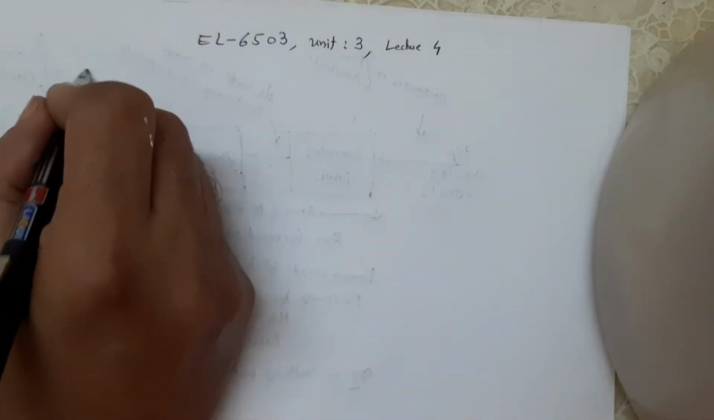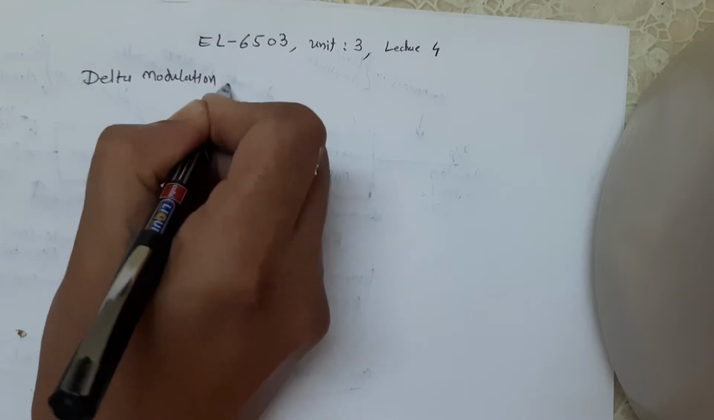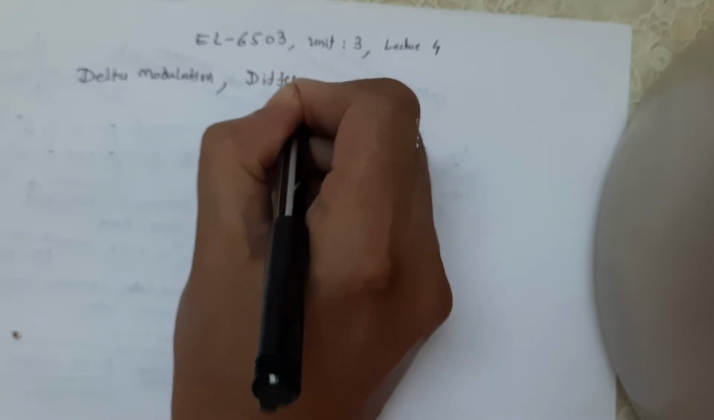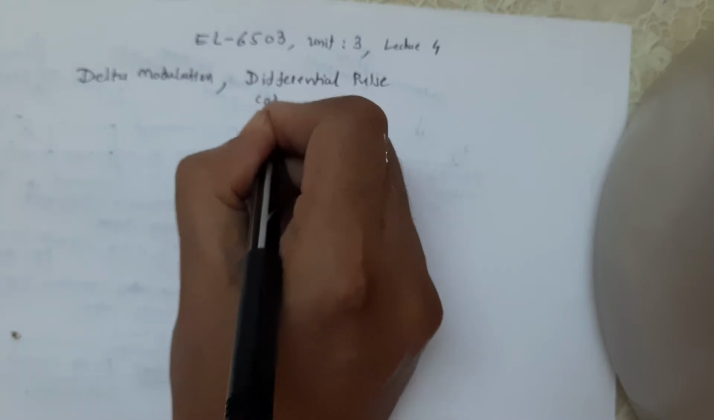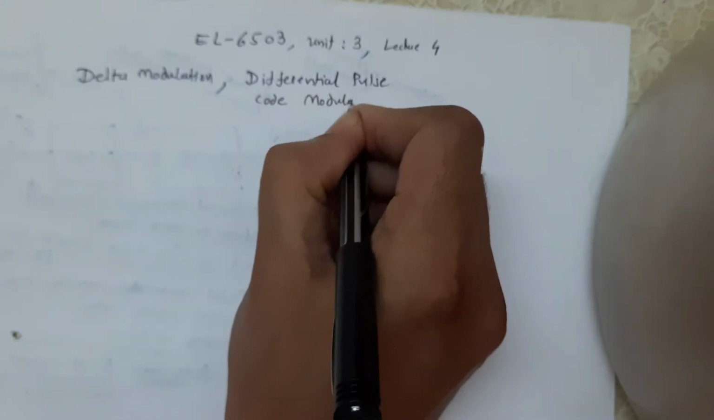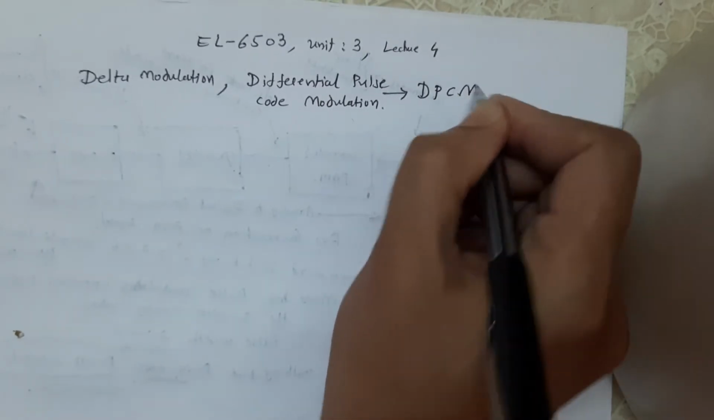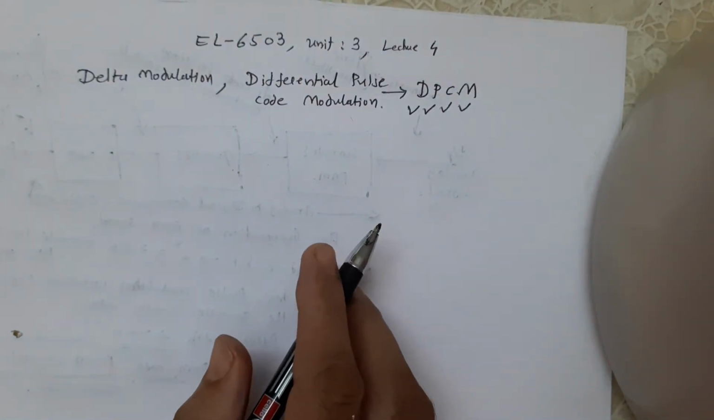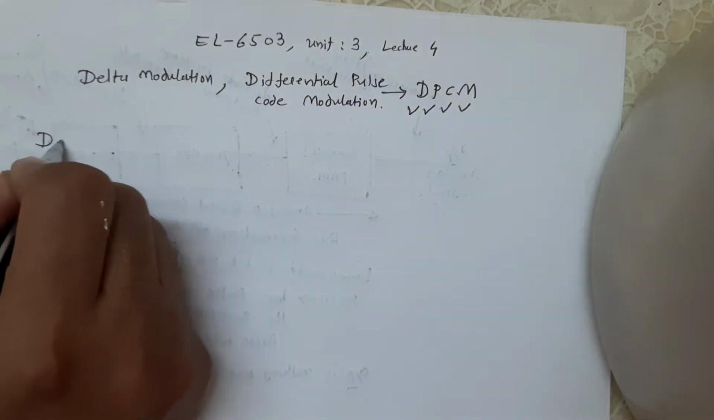In this lecture, we are discussing delta modulation and differential pulse code modulation, also known as DPCM. First of all, we are discussing delta modulation.